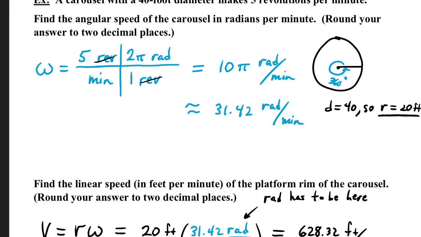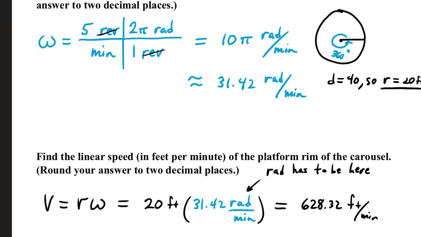The carousel has a diameter of 40 feet, so that means the radius is half of that. 20 feet is the radius. Find the linear speed in feet per minute of the platform rim of the carousel. Round your answer to 2 decimal places.